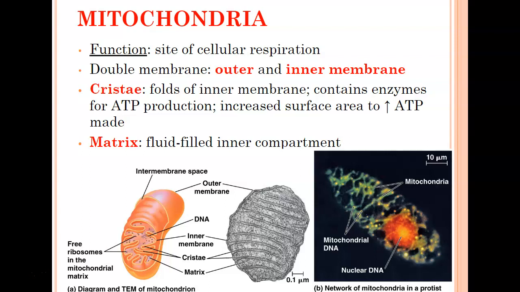The folding part is called cristae, and that's the folds of the inner membrane. There are enzymes that live in there that do ATP production. And the way that it folds back and forth is really a way to increase surface area, and that increase in surface area allows more ATP to be made. So it's just an efficiency thing.